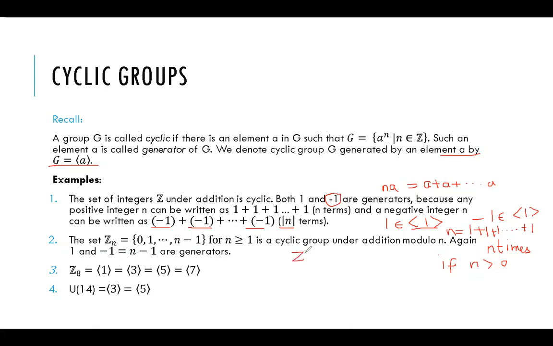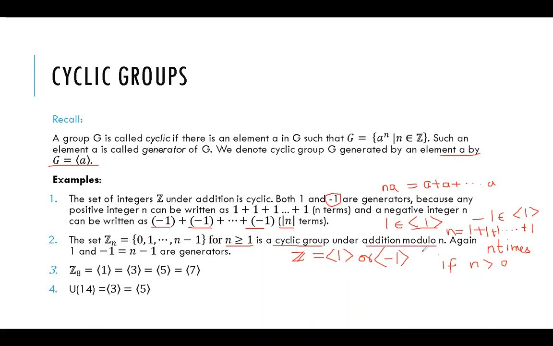So we can say that Z is a cyclic group generated by 1, or we can also consider it as a cyclic group generated by -1. So it is easy to prove both. Next example is the set of residue classes of integers from 0 to n minus 1. So we have integers modulo n, with the congruence relation defined on it, 0, 1 up to n minus 1. For n greater than or equal to 1, this is also a cyclic group under addition modulo n.